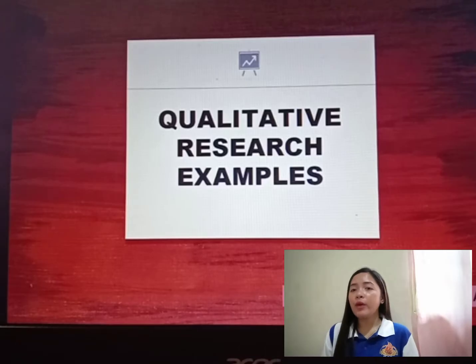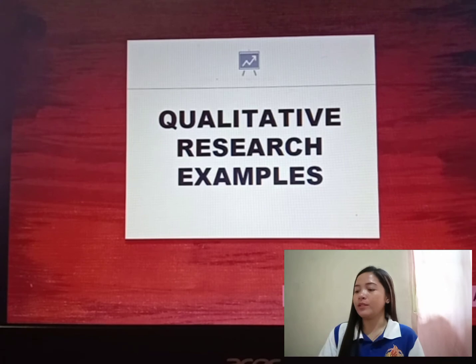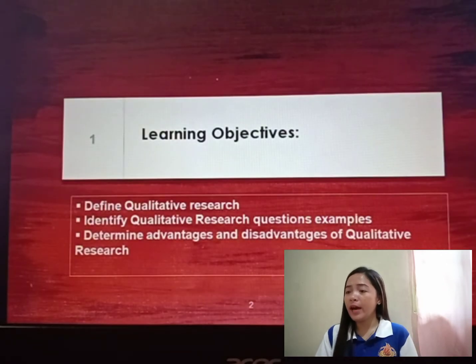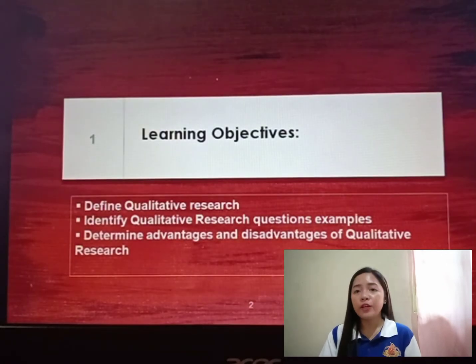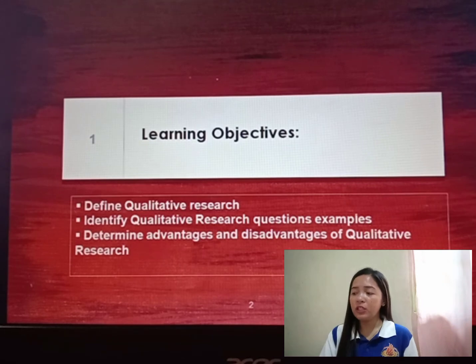So in continuation, I have to discuss to you the qualitative research examples. But first, we have to identify the learning objectives. First, define qualitative research. Second, identify qualitative research questions examples. Third, determine advantages and disadvantages of qualitative research.